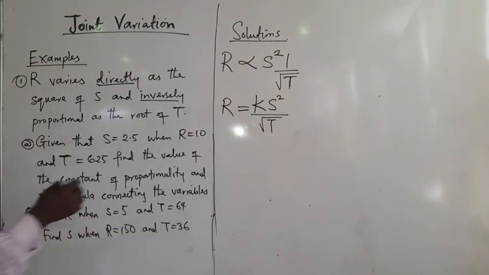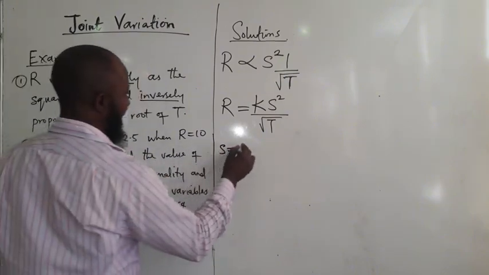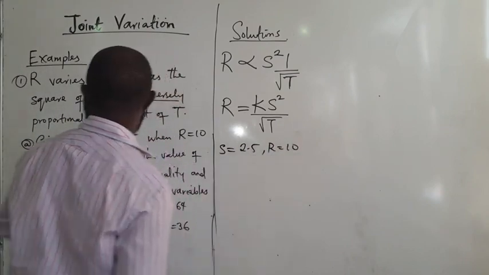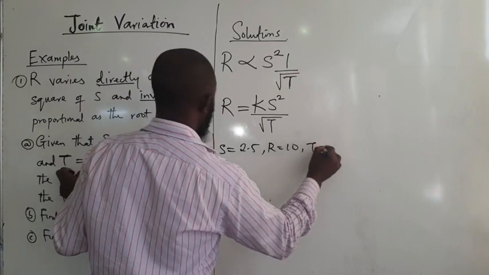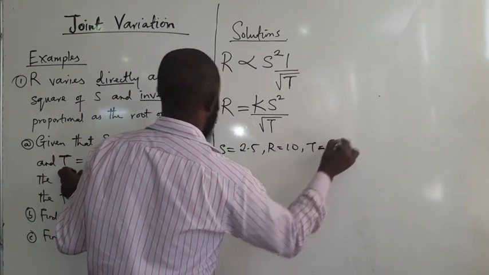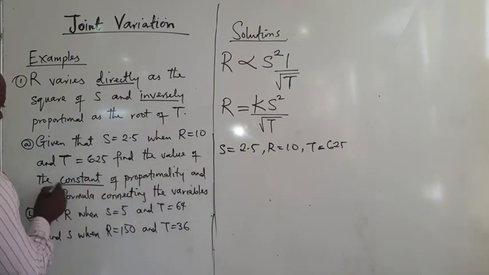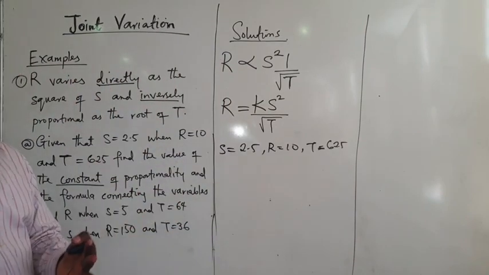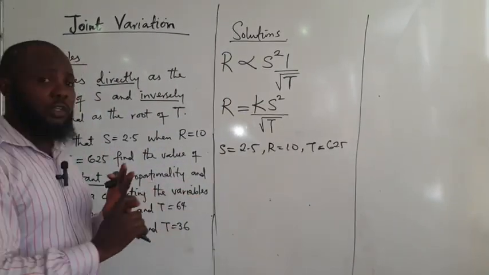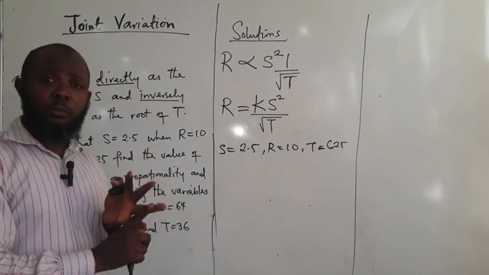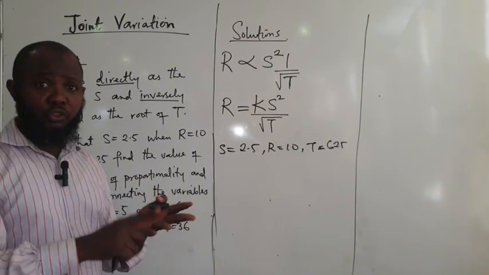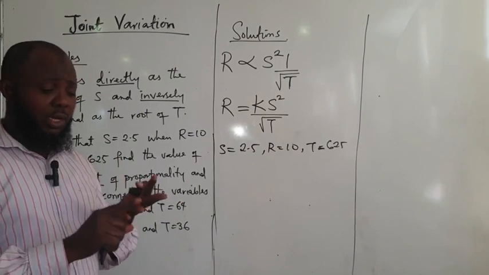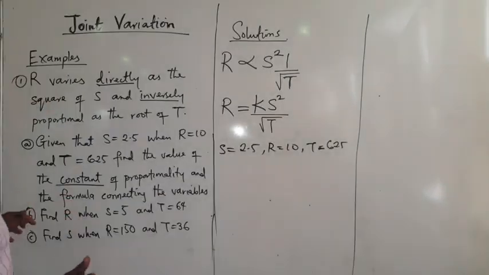Let's now look at the question given to us. Given that S equals 2.5 and R equals 10, then T equals 625. Find the value of the constant. That's the first thing. Whether you are told to find the value of the constant or not, you must find the value of the constant. Whether you are told to find the formula connecting the variables or not, you must find the formula connecting the variables. If they don't call it formula, they call it equation, or a relationship between the variables.